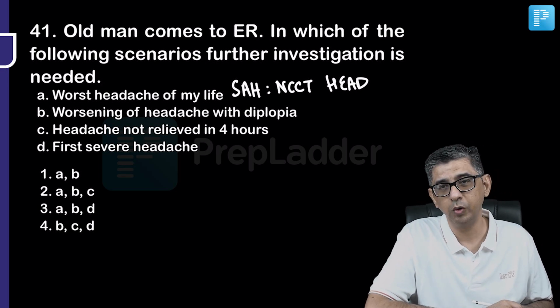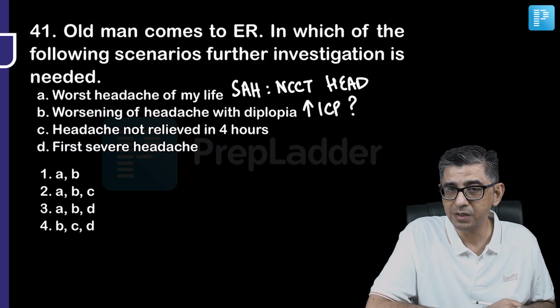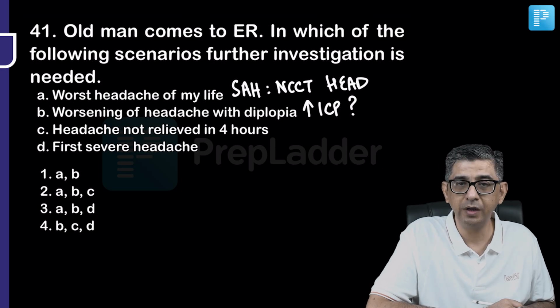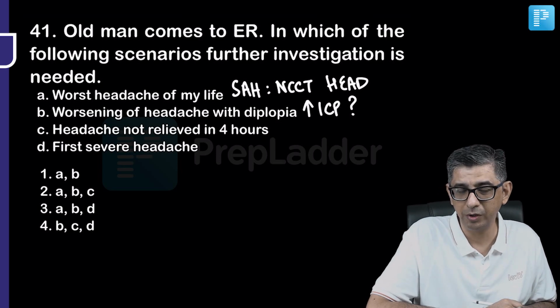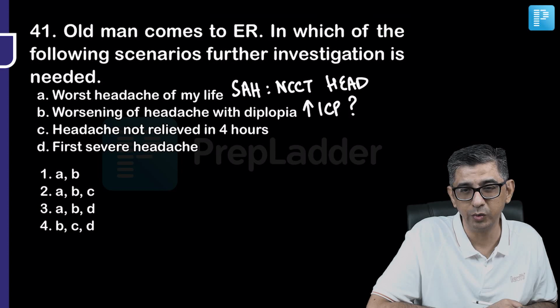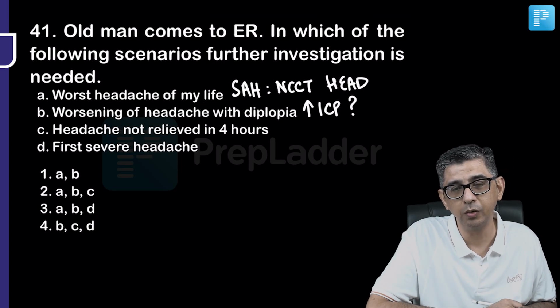Worsening of headache with diplopia, that's a feature that indicates that there's possible raised ICP in an individual. You see, sixth nerve involvement is a feature of raised ICP. We call it a false localizing sign because the problem is not in the sixth nerve, but it gets involved because it has one of the longest intracranial routes. So in any patient of raised ICP, again, neuroimaging would be required.